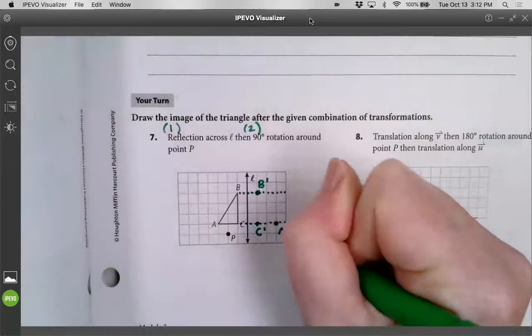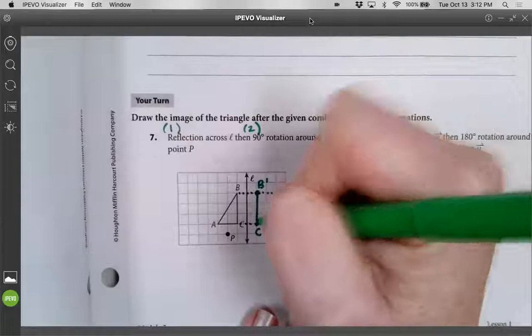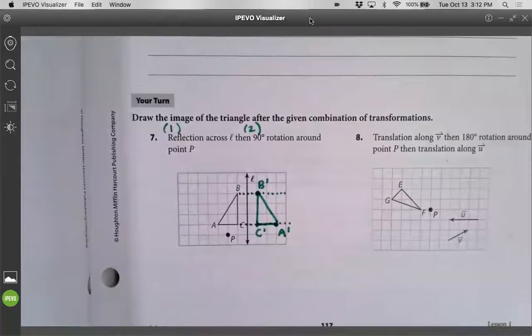Please remember the little prime markings. Those are the apostrophes behind the letters. They indicate that a change has been performed. So this was our first change. There is one mark. It is A prime, B prime, and C prime. But there are two changes that we have to do.